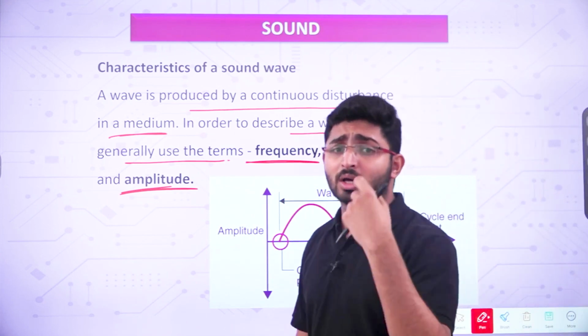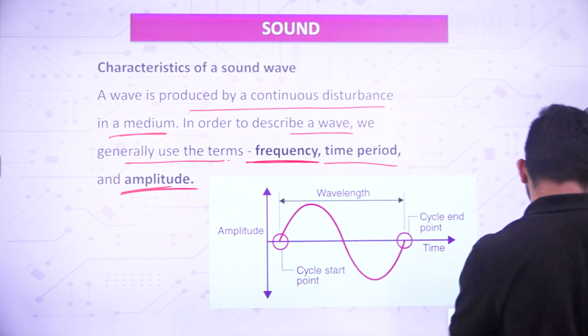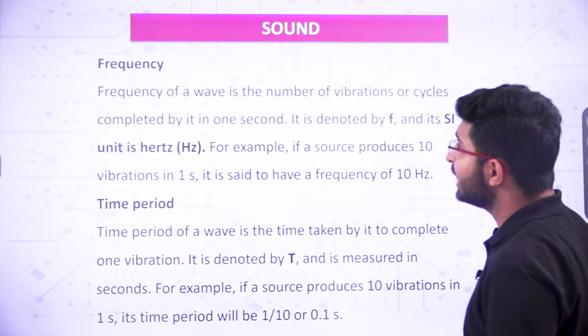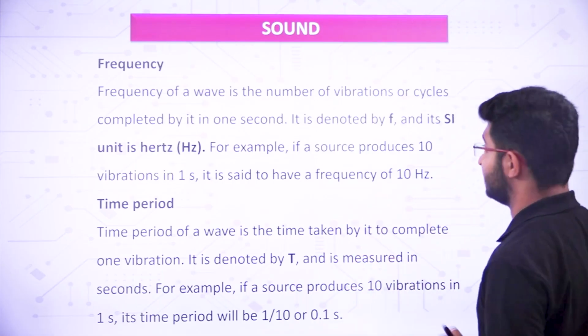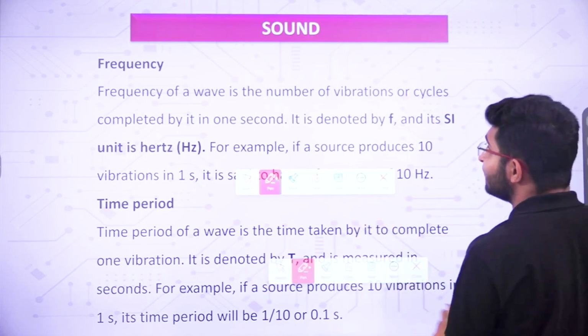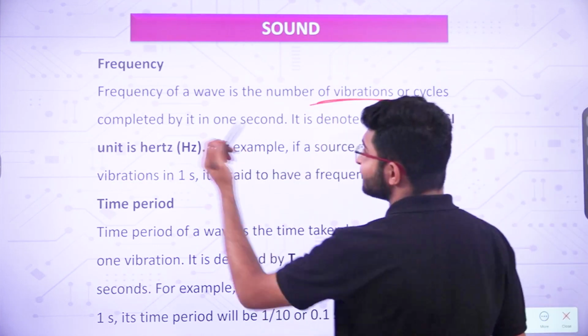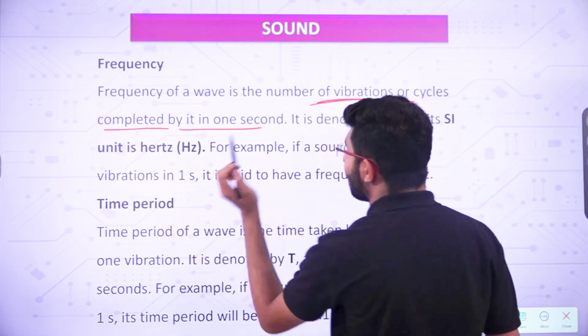We have studied this in the previous session, so I am going to do a quick recap about these terms. You can see the very first term is frequency. The frequency of a wave is the number of vibrations or cycles completed by it in 1 second.